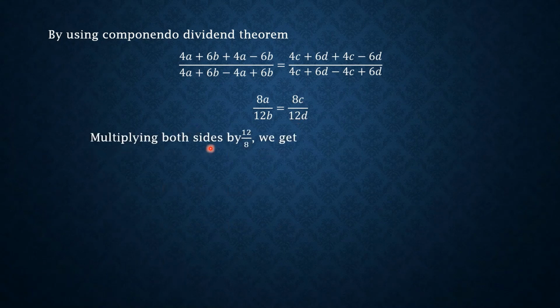Now as we have to remove 8 by 12 on both sides, we will multiply by the multiplicative inverse of 8 by 12, which is 12 by 8, and we will get a over b equal to c over d, as 8 by 12 into 12 by 8 will be cancelled by each other on both sides, and we have the last answer as a over b equal to c over d, and this can be written as a ratio b equal to c ratio d.